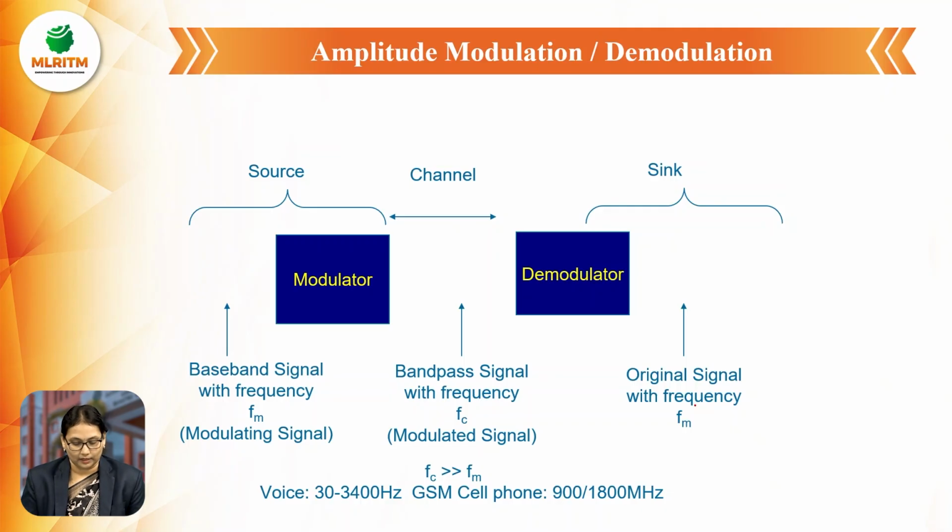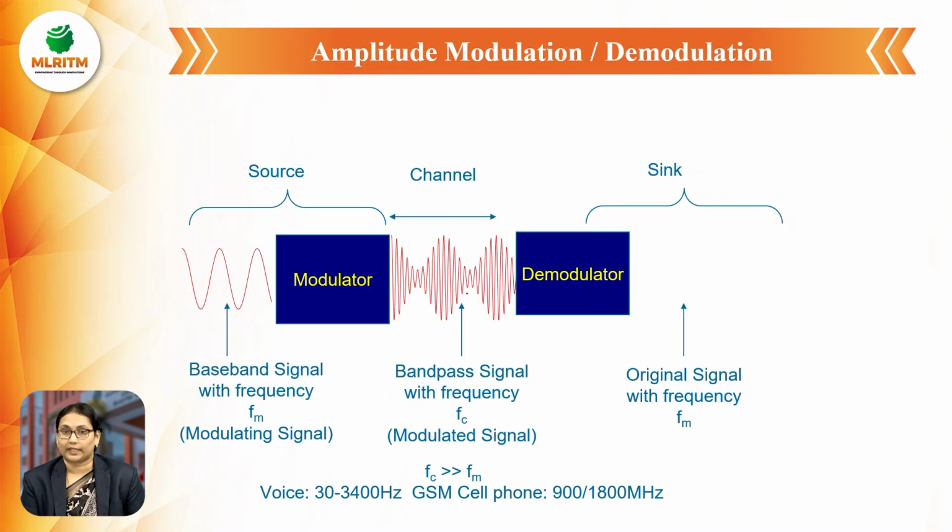So here, the modulating signal, the baseband signal, is given to the modulator. After the modulator, we get an amplitude modulated wave. That amplitude modulated wave is given to the demodulator. Finally, we receive the same signal which we sent, the baseband signal.